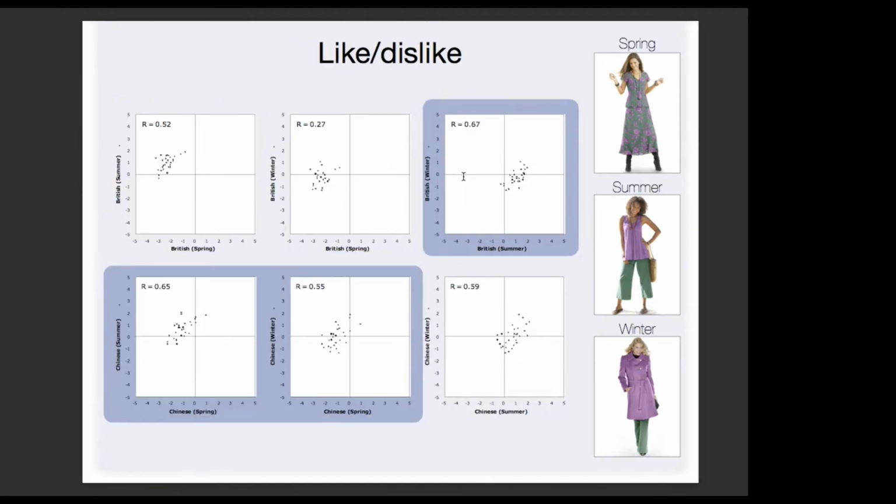And this is a very different result from like-dislike, because you can see the correlation coefficients are not very high, not only for Chinese observers, but also for British observers. So this seems to indicate that like-dislike is influenced by the fashion style. Next slide, please.